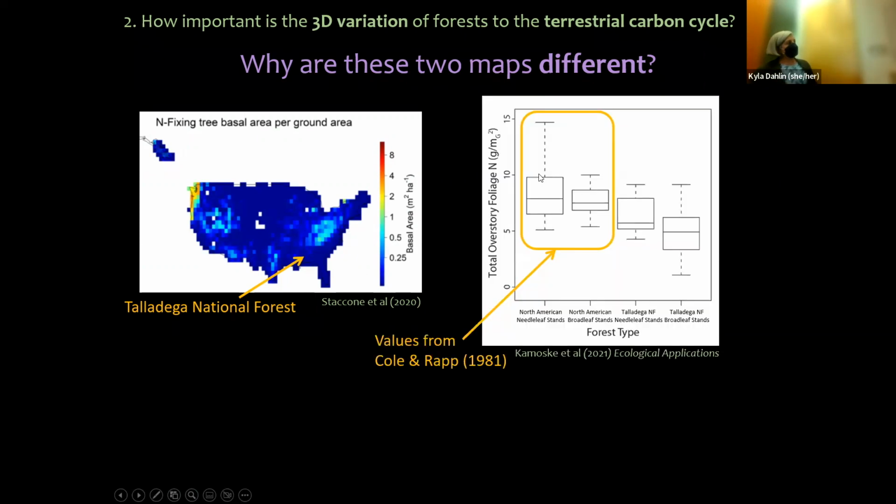And Aaron also dug around in the literature and finally found one place where somebody actually did, I guess they would have done it in the 70s and then published in the early 80s, numbers from total overstory foliage nitrogen. Somebody actually did defoliate some trees and see how much nitrogen was in the leaves. And so that's what's shown in these two left-hand ones. Needle-leaf is on the left, broadleaf is on the right, and then these are our estimates from Talladega. And you can see, again, they're not that different.